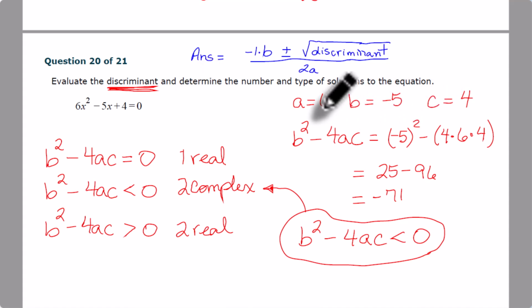So all I do is find A, B, and C again, plug it into this thing, grind away, and in this case, I get minus 71. Well, if the discriminant calculates to be a negative number, my conclusion is I'm going to get two complex number answers.